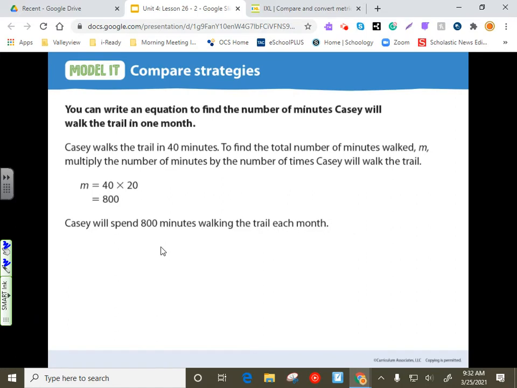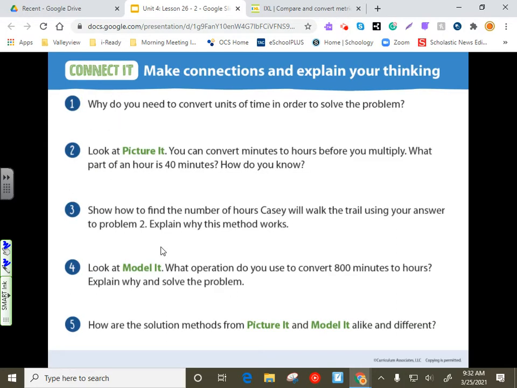Underneath that, you can write the equation to find the number of minutes Casey will walk the trail in 1 month. We did that with our example, and that's where we got our 800 minutes from. Again, just breaking down some of the parts here.